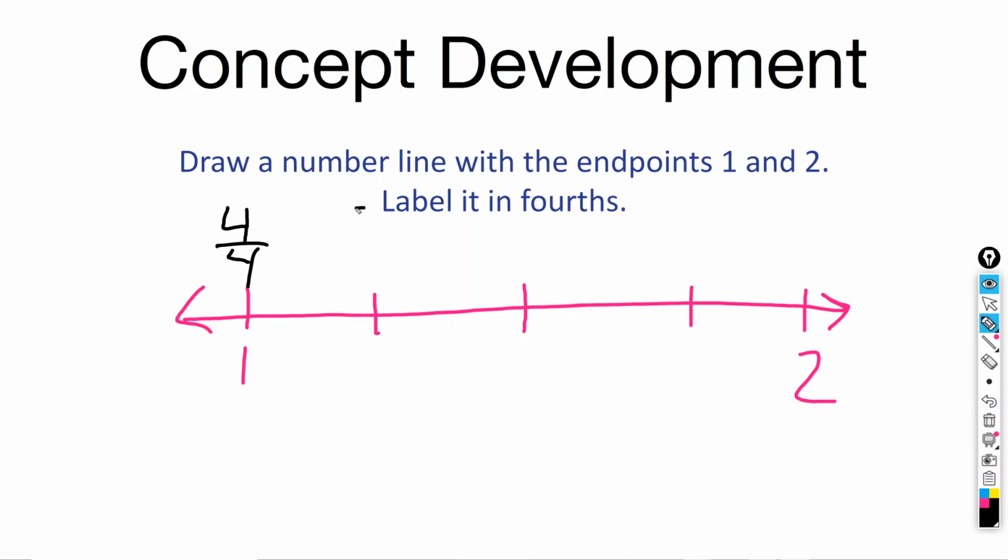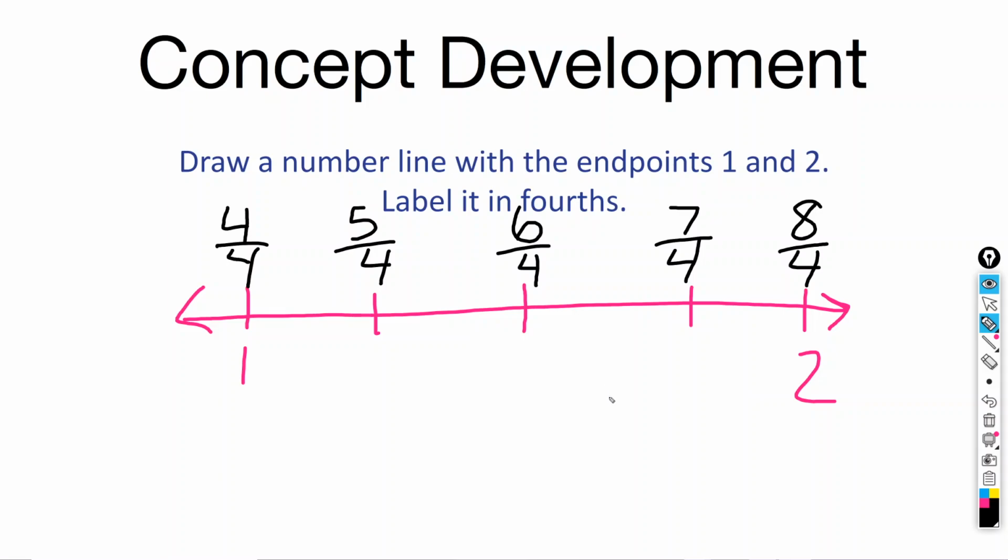So next would be 5 pieces out of 4. Next would be 6 pieces out of 4, or 6 fourths. Next would be 7 pieces out of 4, 7 fourths. The next would be 8 pieces out of 4, which is 8 fourths. So really, just like before, you're counting up by 1 on the top, and on the bottom, it stays the same because the number line is divided into fourths.